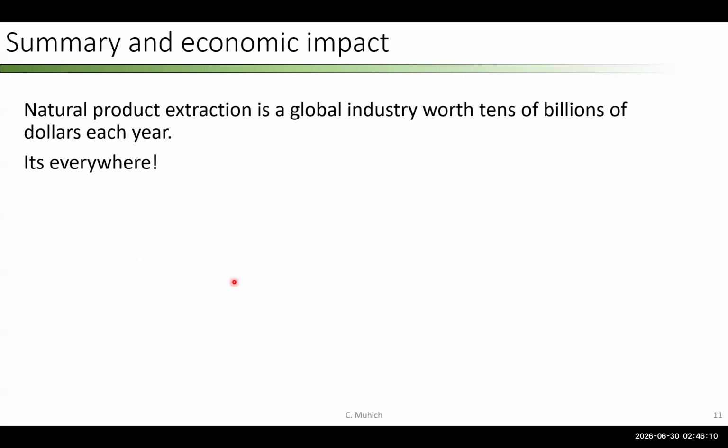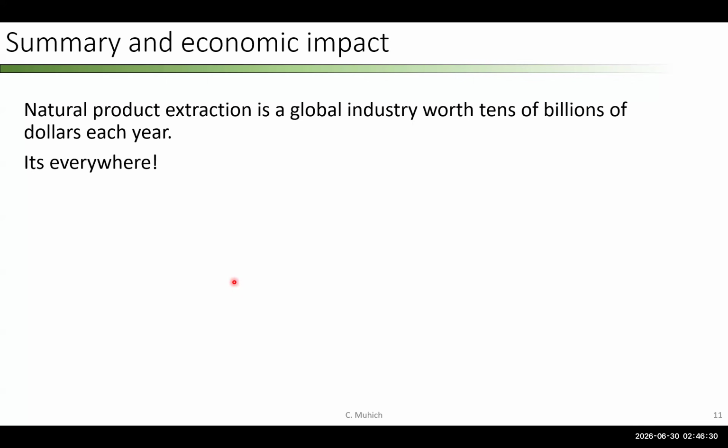Because of this, you can start seeing how natural products are used continuously and so frequently through our daily lives that we almost don't see them. But because they're so ingrained, they're worth tens of billions of dollars each year.